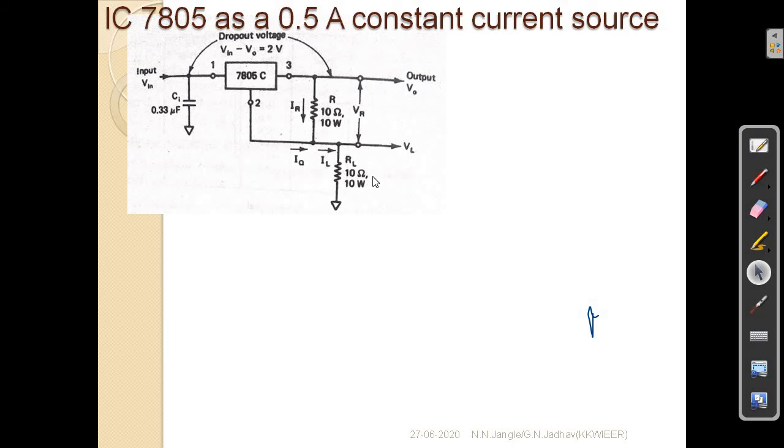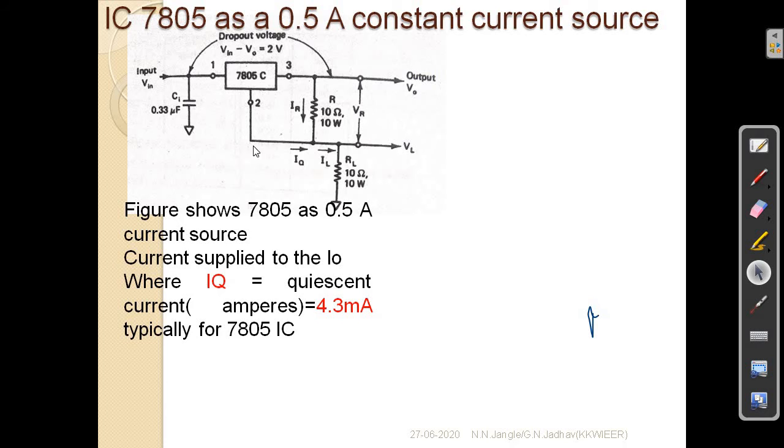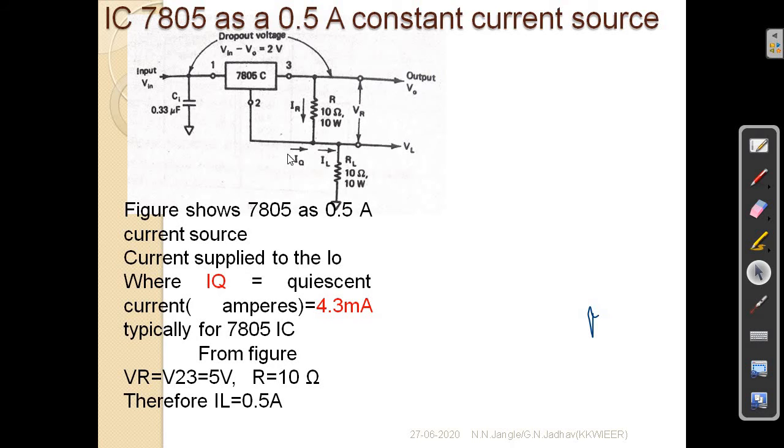So your output voltage is the addition of VR and VL. Let us begin. The figure shows this 7805 as a 0.5 ampere constant current source. The current supplied to the load resistance is IL. Here IQ represents the quiescent current, and it is about 4.3 milliampere for IC7805. The current going through this pin number 2 is 4.3 milliampere, that is called quiescent current. Now from the figure, VR is the voltage across this resistance which is present between pin number 2 and 3.